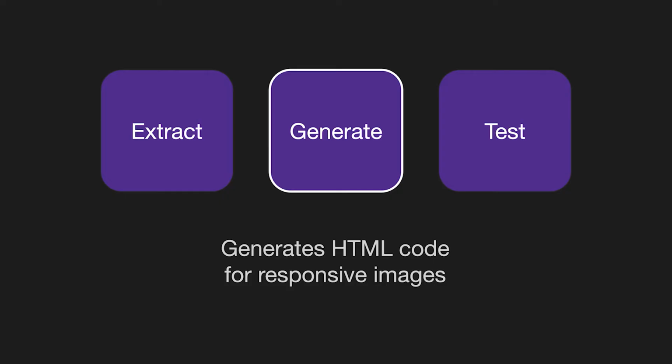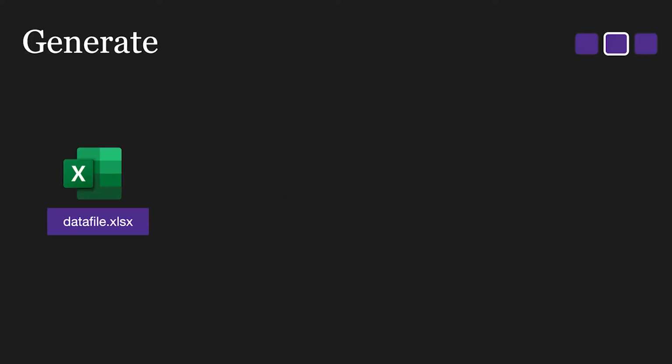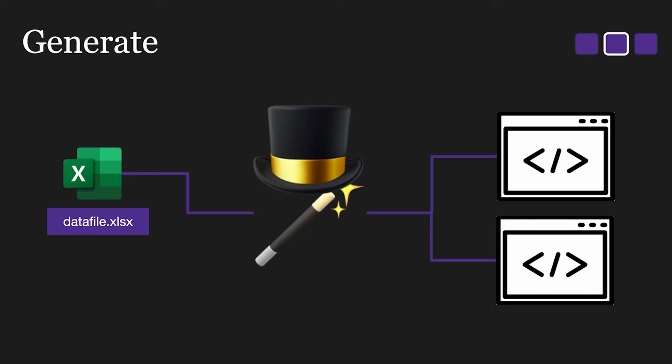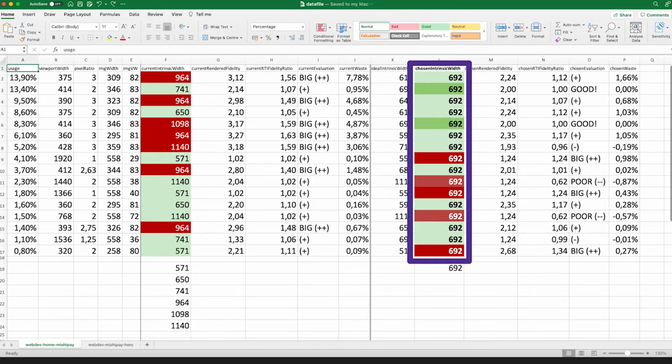Let's now jump into the second step, generate, which allows us to generate the HTML code for your images. The workflow is we modify and save the data file that I've just shown you, run the generate command, and it will create the HTML code for each one of the images in our config. Let's start from here. Chosen intrinsic width is the column where we need to put values. The colors also tell us something. Green means good, and red means bad.